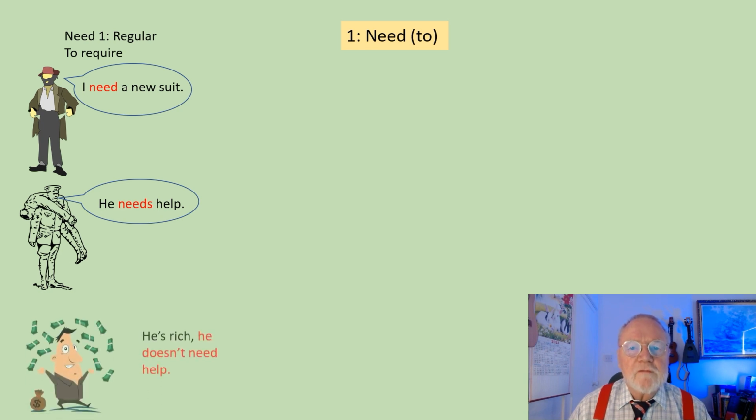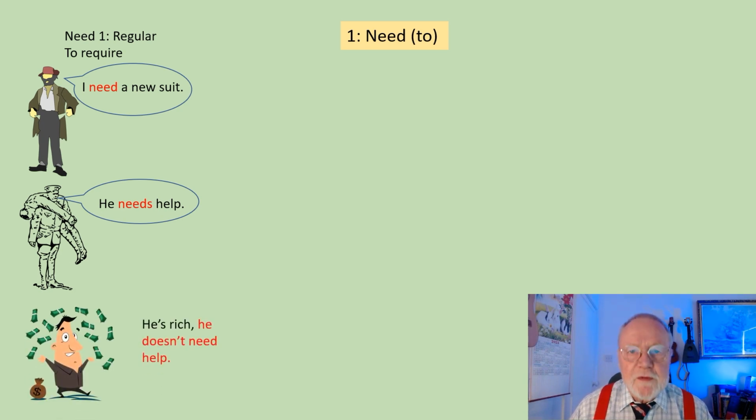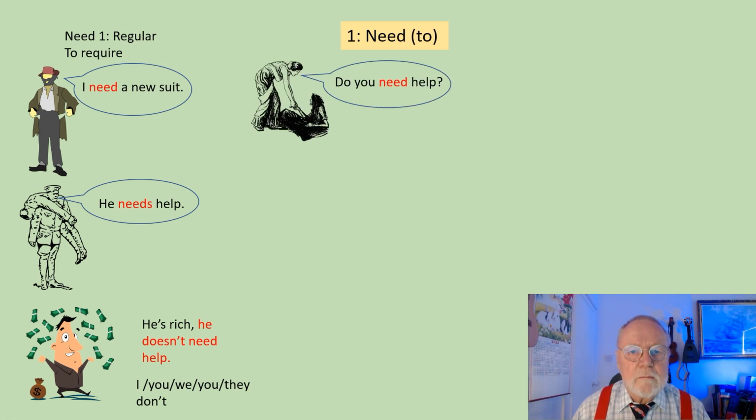For the negative, it's regular, so in the third person we use doesn't. And for all the other subject pronouns, we use don't. For the question form, we use do as we do in all the other regular verbs. But here's an interesting form.